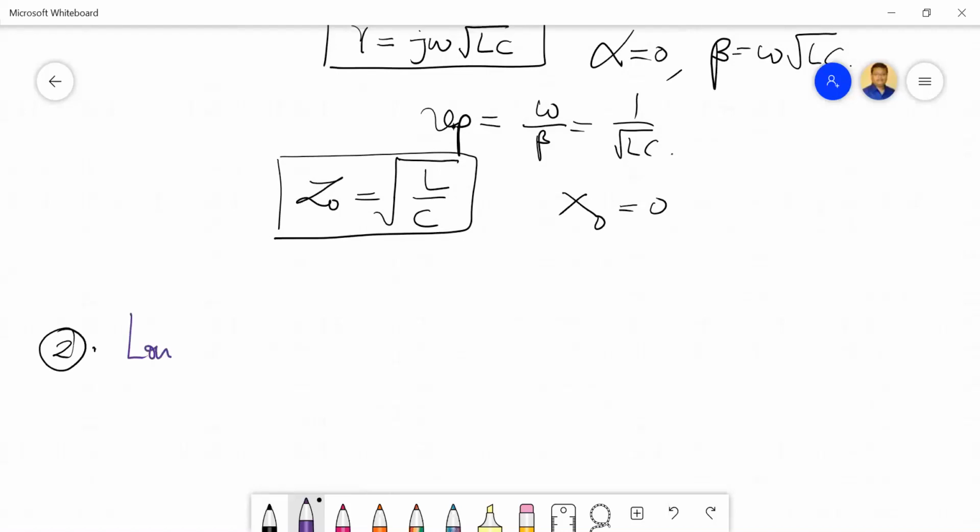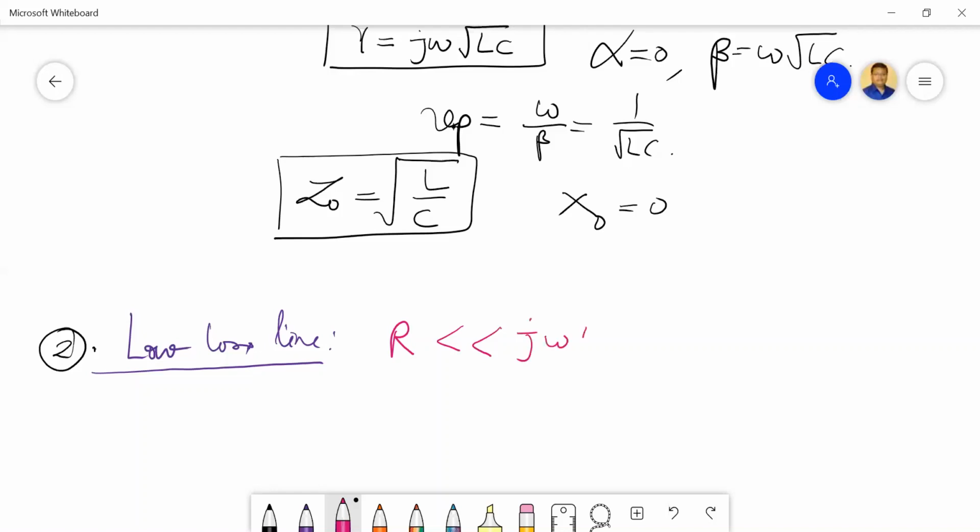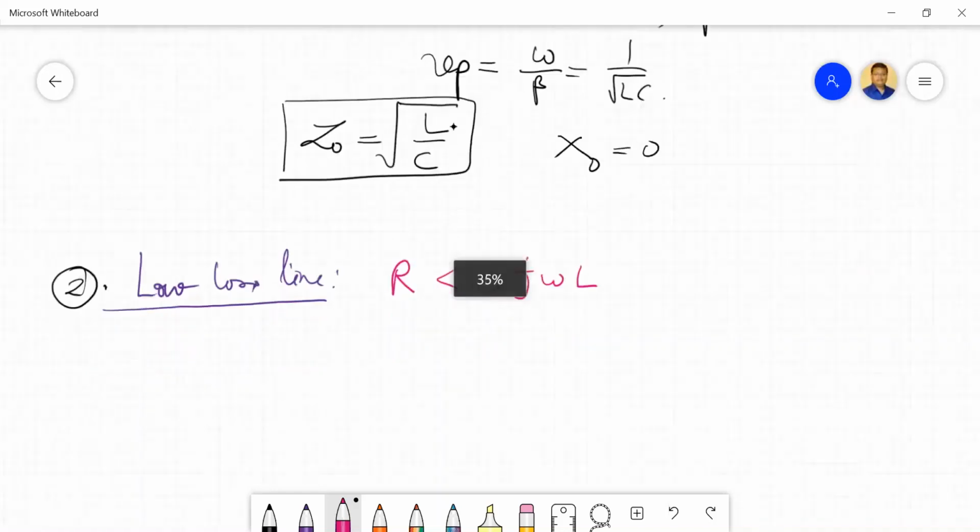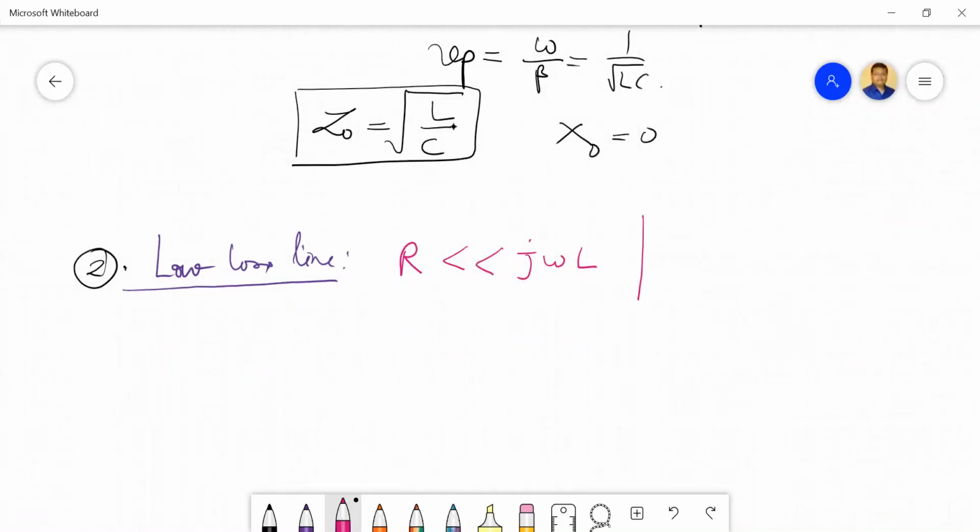Now the second one is low loss. This is a practical one, I would say. Lossless is not possible practically; low loss may be possible. So when we say low loss, how do we define this mathematically? R must be very much less than j omega L, and another thing is G is very much less than j omega C. Fine.